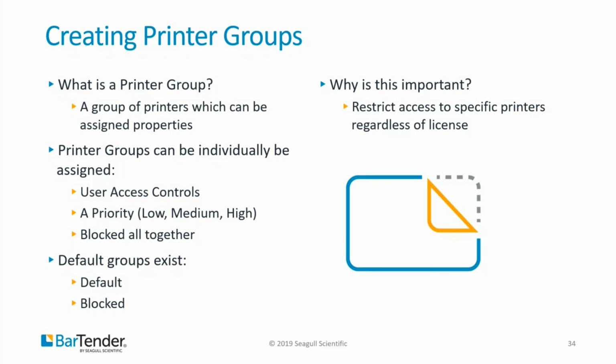So remember when we talked about grace periods and infractions and all that, the business critical printers should probably be put into their own printer group and given a high priority. The non-business critical printers should probably be put into their own printer group and given medium or low, depending on the scenario. And you can build your own profile and see what works best for you. But this is where you would set all that up.